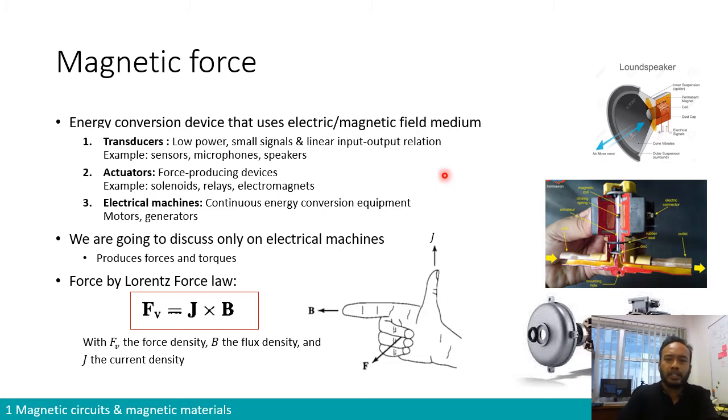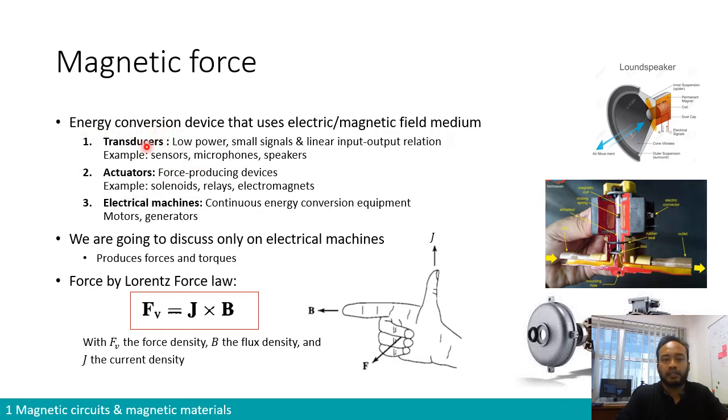Energy conversion from electric or magnetic to mechanical through the magnetic field medium can be of various kinds. They are basically divided according to the range of energy or power converted, right? The category that we're going to talk about in this subject is the third one, which we call electrical machines. Electrical machines are the continuous conversion of energy in large equipment like motors and generators, and they do not include the first two categories.